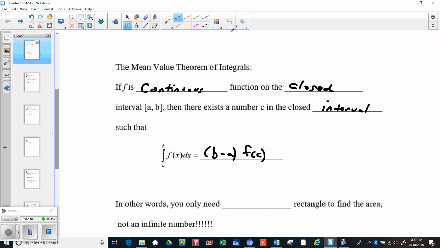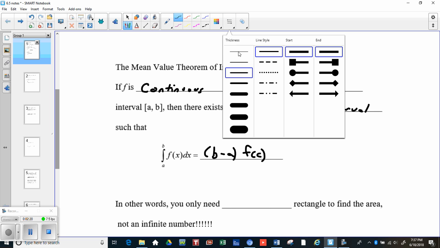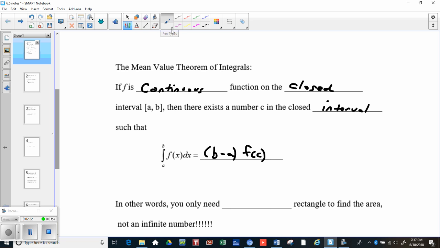I'm not sure why this isn't working here. I'm trying to get a smaller thickness of this pen. Let's see. Yeah, that's better. Okay.